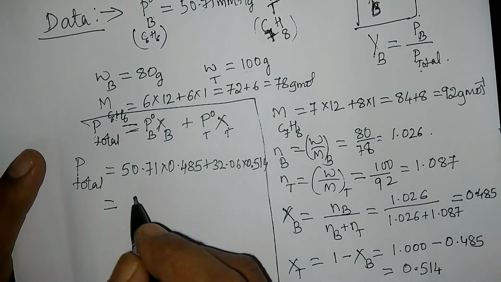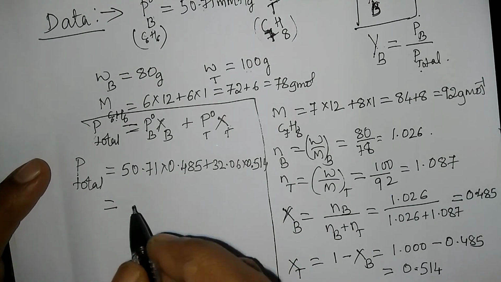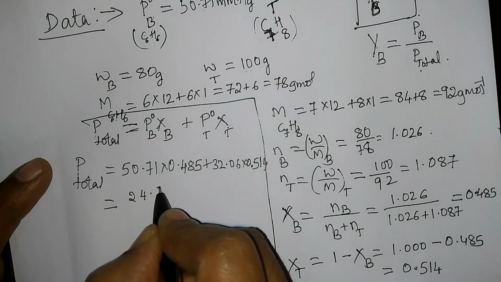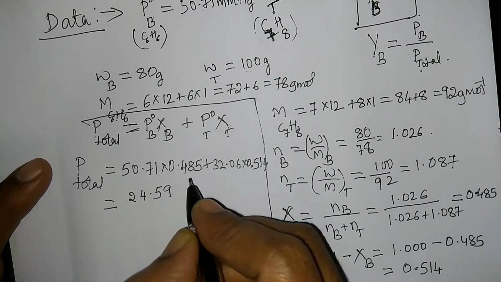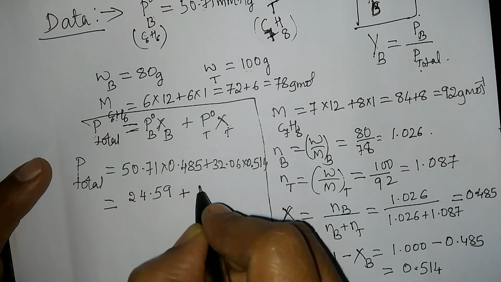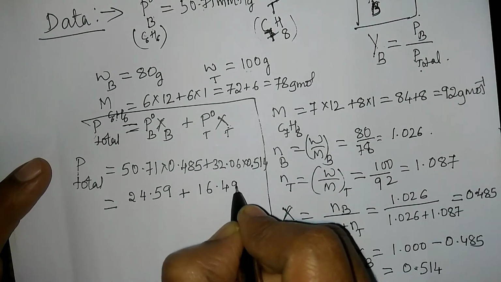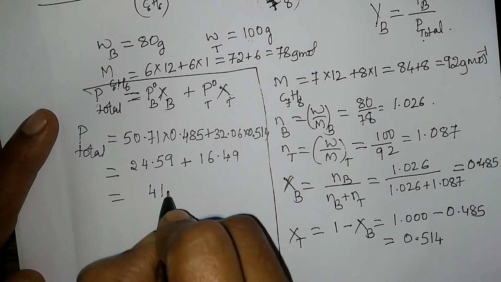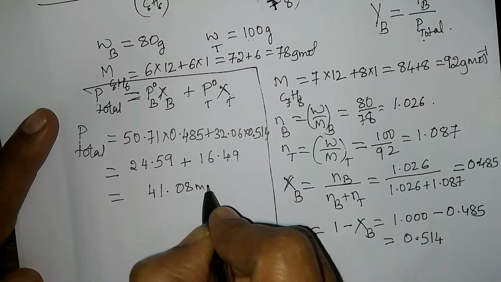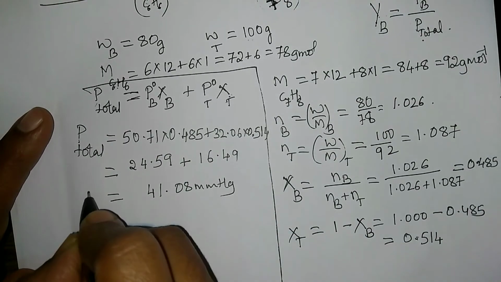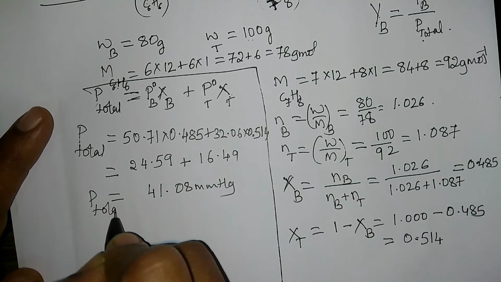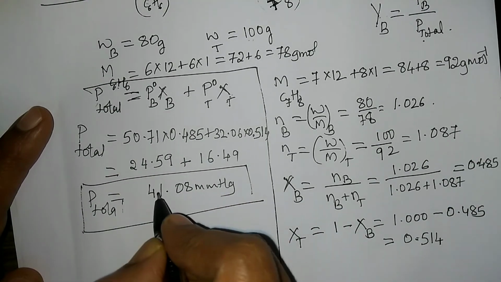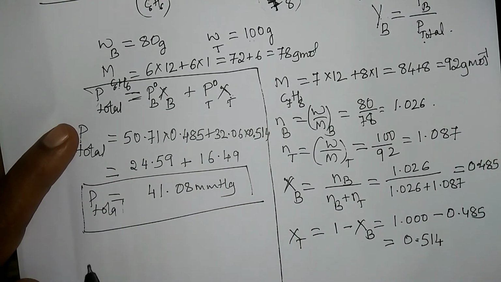So you will get 24.59 plus 16.49, which should be equal to 41.08 millimeter of mercury. So this is P total. The total pressure we calculated here is 41.08 millimeter of mercury.